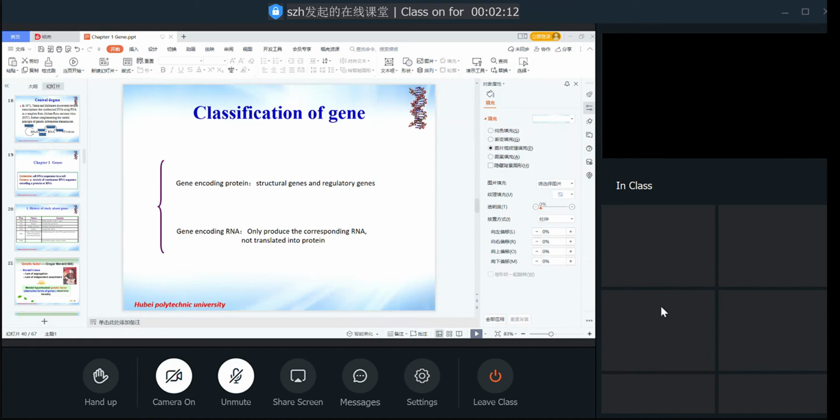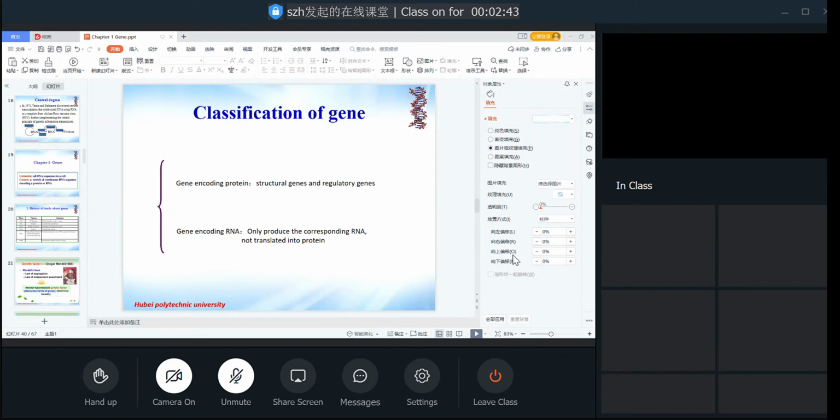Yesterday, I reviewed with my students and arranged the homework, reviewing the structure of the nucleic acid. Yesterday, we studied chapter 1, the gene. This definition must be understood. Maybe molecular biology begins from here.